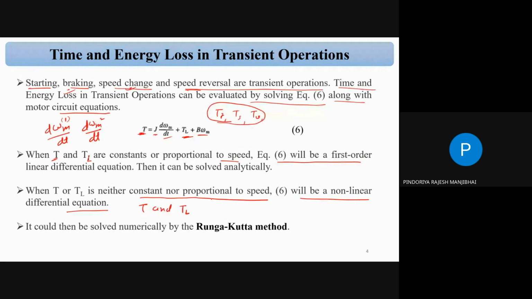Once we have a non-linear differential equation, it will be a difficult task to calculate the remaining parameters. Maybe we have to calculate the omega, maybe we have to calculate the J, maybe we have to calculate the B. Once our equation is in the non-linear case, it will be difficult to find out the remaining parameters. Yes, we can calculate the remaining parameters by various methods. It could be solved numerically by the Runge-Kutta method.